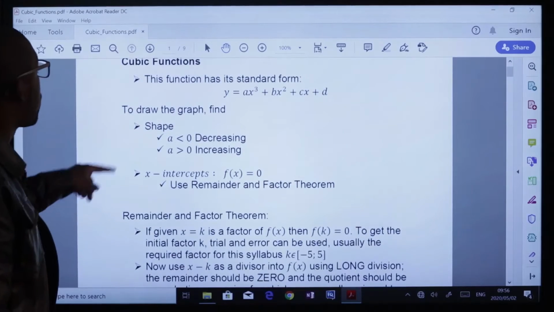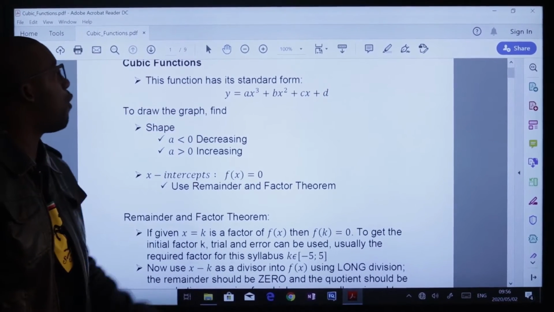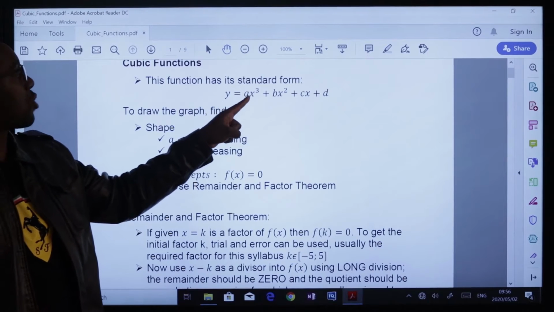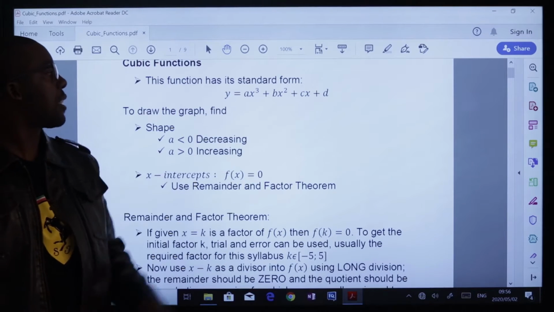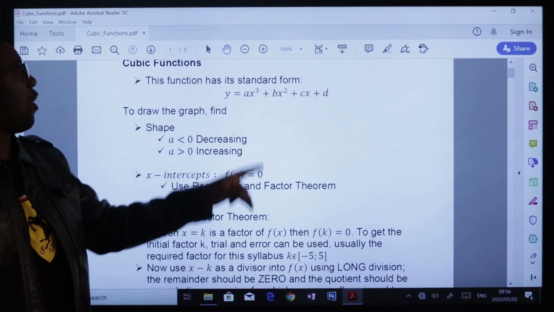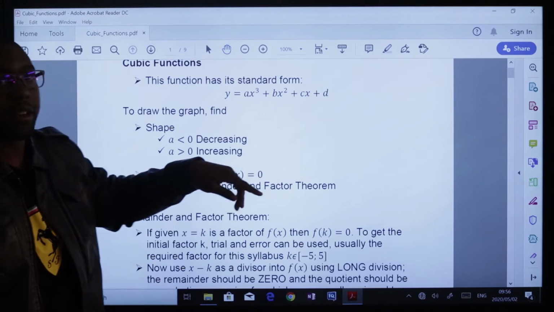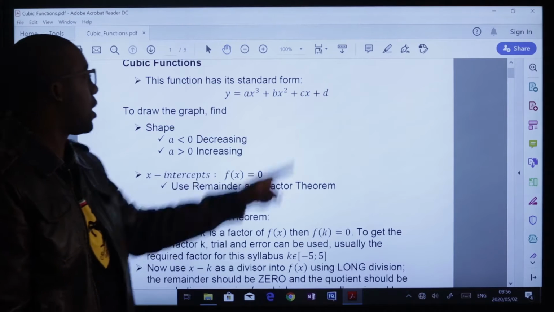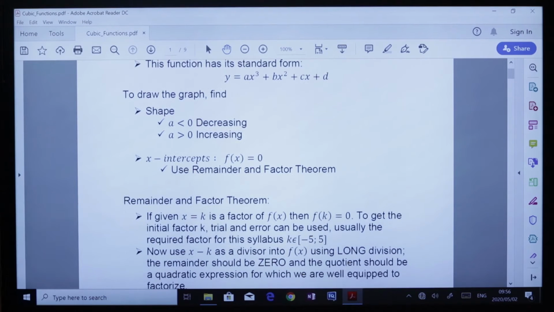In this video, we're going to look at cubic functions. This function is a standard form of y equals ax cubed plus bx squared plus cx plus d. The significance of a is such that it defines the shape, whether the function is increasing or decreasing. d is the y-intercept. To draw the graph, you need to find the following aspects.